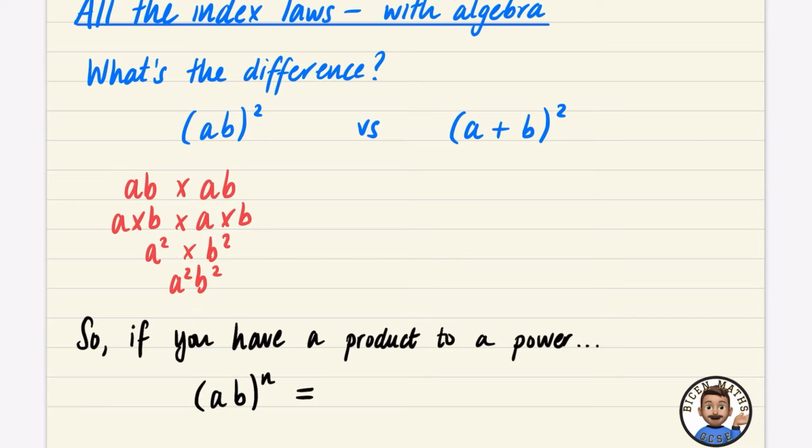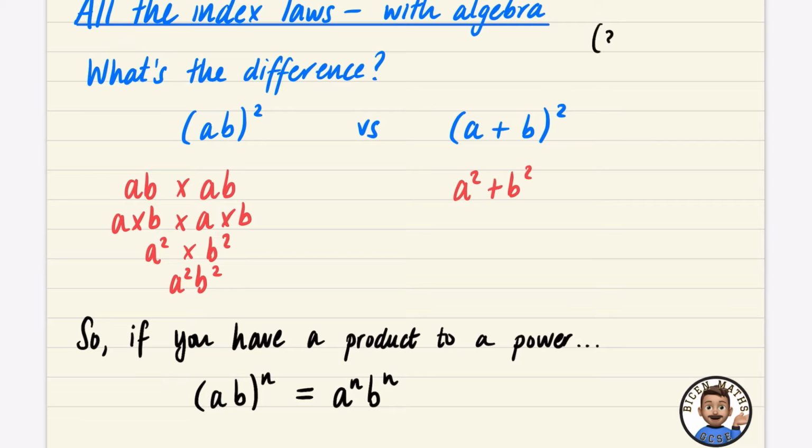So if you have brackets with two things being multiplied, you can put that power next to both of them, so that AB to the power of n is the same as A to the power of n, B to the power of n. Let's have a look and see how it behaves versus this A plus B squared. Well, sometimes when people make this mistake, they go, oh great, this is just going to be A squared plus B squared. But actually that doesn't work, and I can show you how that works with some numbers.